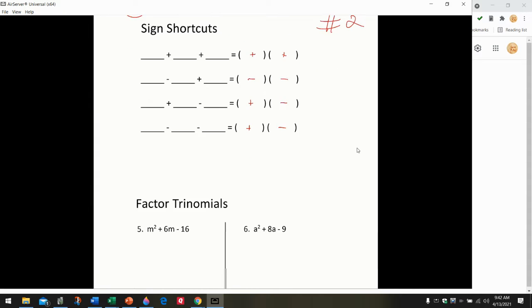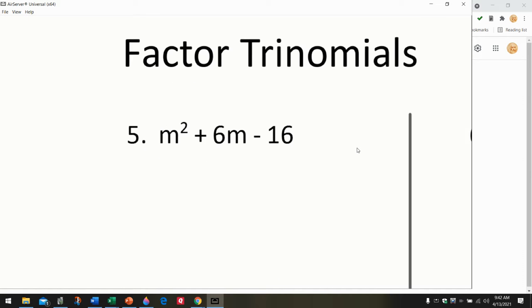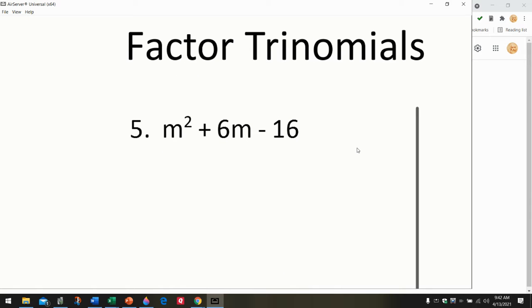And so that's what we'll do here as we look at this first one. You can see my expression. We have m to the second plus 6m minus 16. So we have the case where we have a positive and a negative.